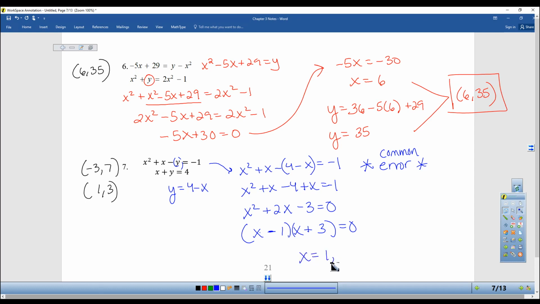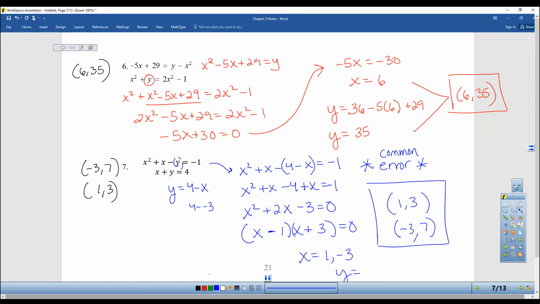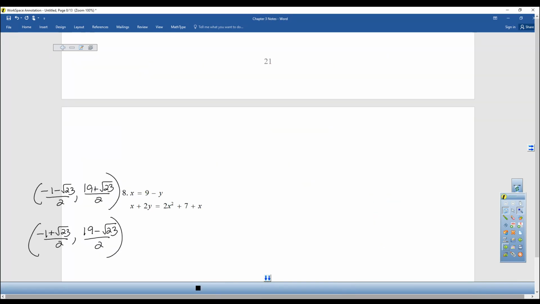So x is either equal to 1 or -3. Make sure you can't just write y is equal to, because you don't know if they line up. You have to write them as ordered pairs. So when x is equal to 1, y is 3. And when x is equal to -3, I'm plugging it back in here. 4 minus a -3 will actually give me 7. Hopefully you're getting the hang of these. Oh, that's ugly. All right, don't worry. We can do it.